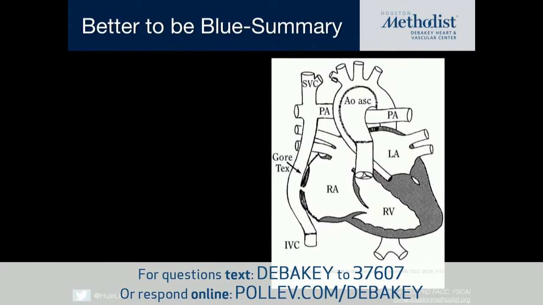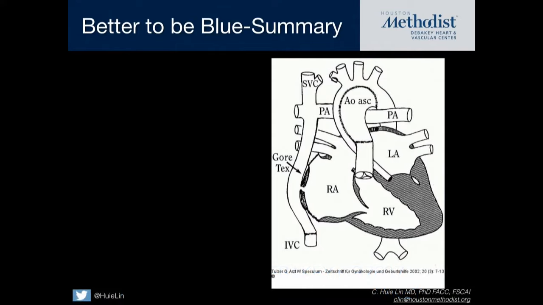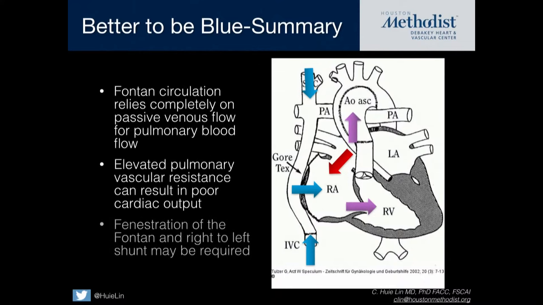So what this basically means is that sometimes at the expense of oxygenation, or potentially creating a patient who has a saturation in the 80s, we do create a fenestration. Because what that allows is that this blue blood coming in from the SVC, the IVC, can potentially mix via that fenestration into the common atrium, into the systemic ventricle, and give you purple blood into the systemic circulation.